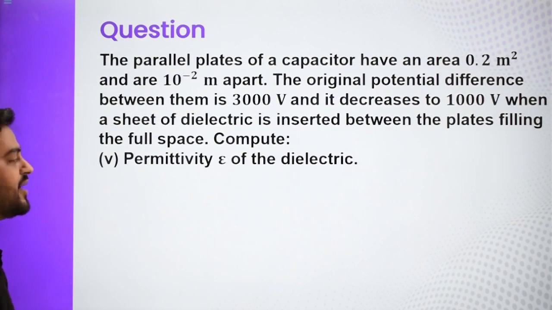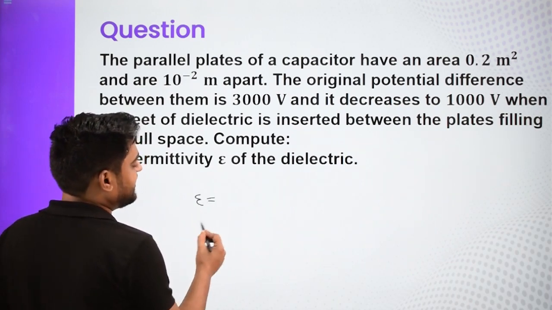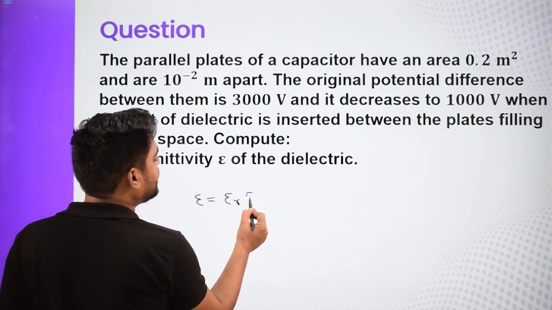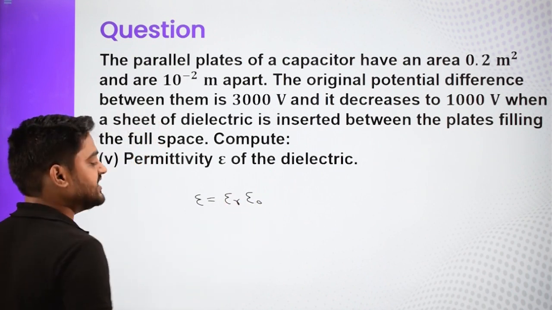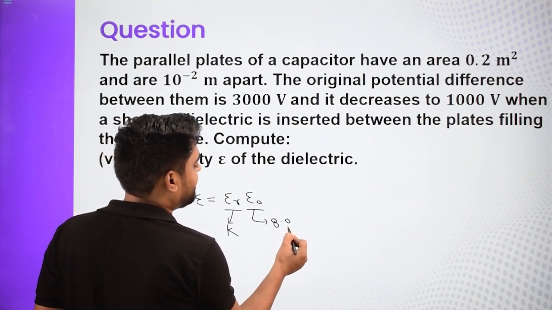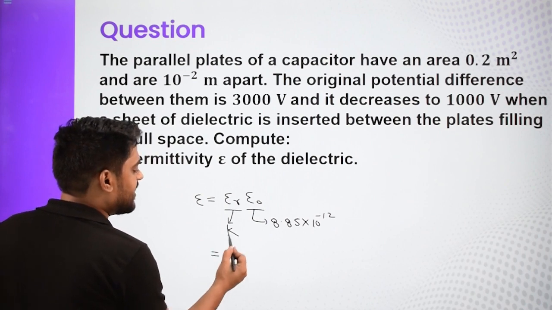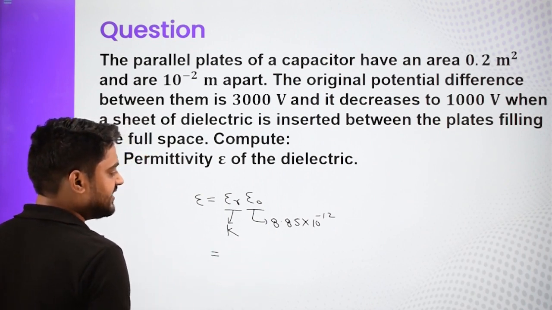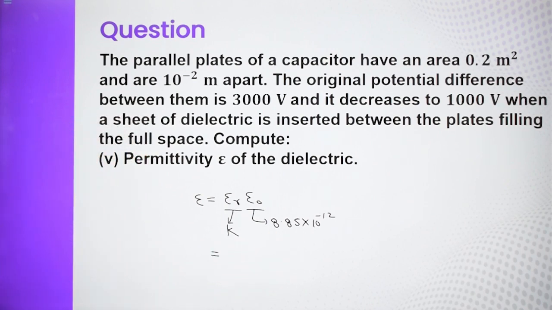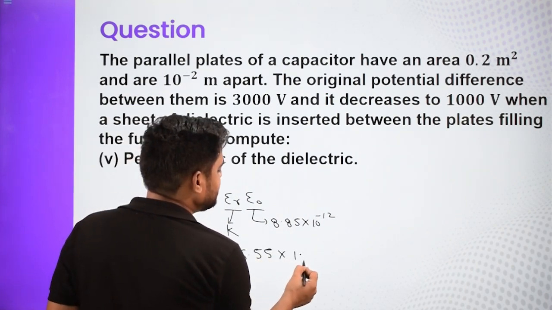Next is the permittivity epsilon of the dielectric. So this permittivity epsilon is basically the relative permittivity into the permittivity of free space. So this is nothing but your dielectric constant, and this is your same value, 8.85 into 10 raised to power minus 12. Now if we multiply that with 3, 8.85 into 3, we get 26.55. So this is 26.55 into 10 raised to power minus 12.